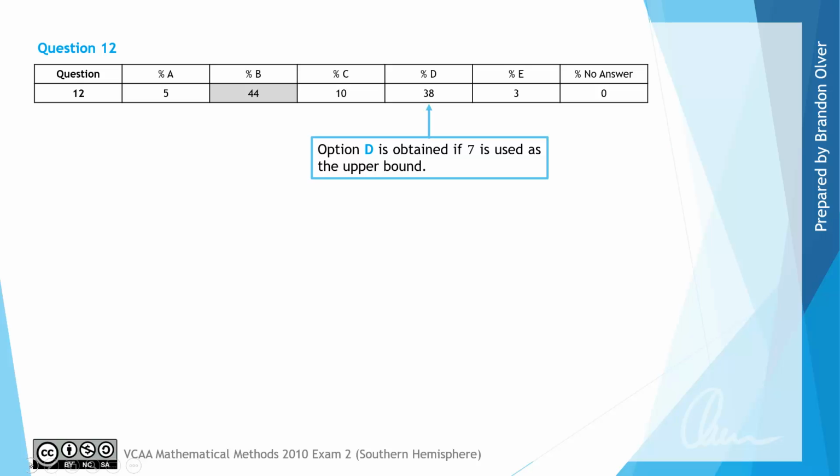So just be really careful when you're dealing with probability questions as to whether they say less than 7 or less than or equal to 7, as they are going to result in two different probabilities when you compute them.